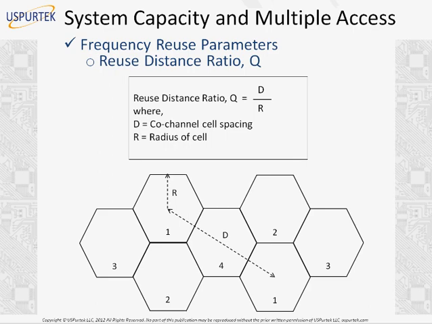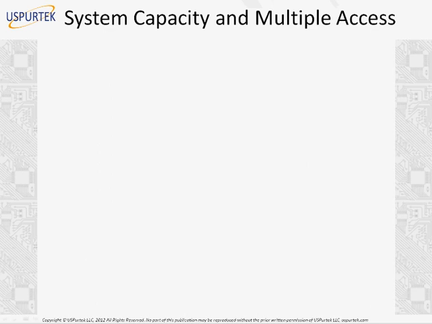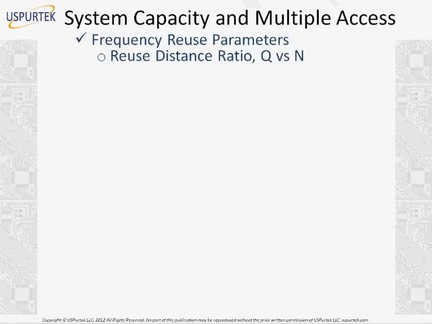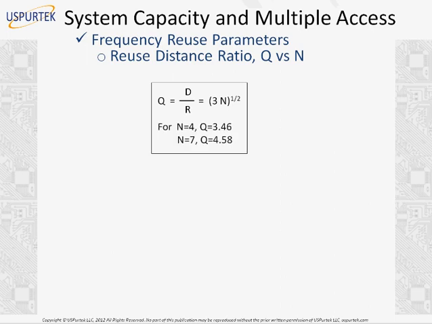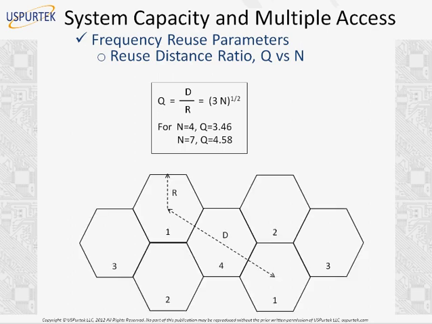Here number 1 is reused again after skipping one cell site. So the distance between the two cells using the same frequency is called the co-channel cell spacing, and the radius of each cell is R. So the reuse distance ratio is defined as the ratio of D and R, co-channel cell spacing and radius of cell. Now this is an interesting parameter. This will help us understand what happens if n is large or small. Okay, let's go to the next one.